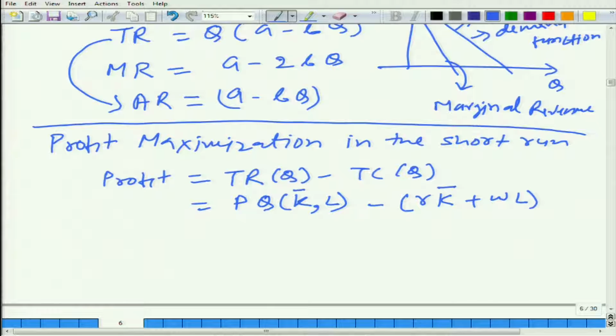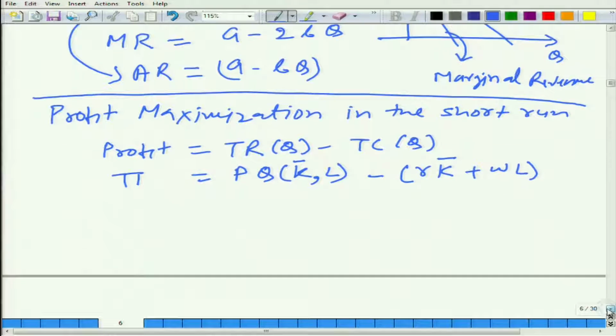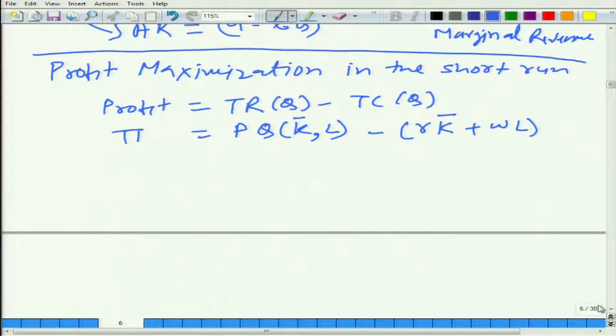Fine. Let me write it here, profit, capital pi, not the small pi. The small pi is reserved for the maximized value of profit that can be achieved. Fine. So, this is capital pi, and what we can do, we can rewrite it. If we draw, let us say on y axis we put Q, and on x axis we put L.